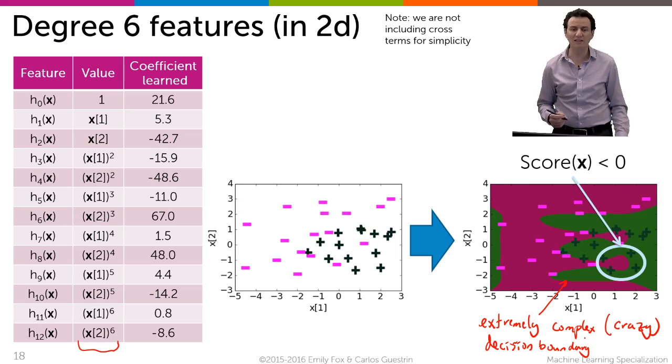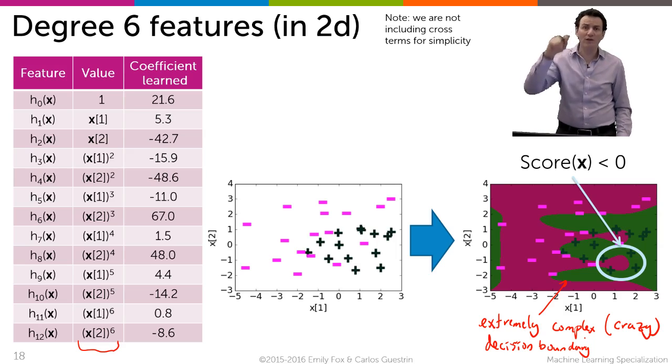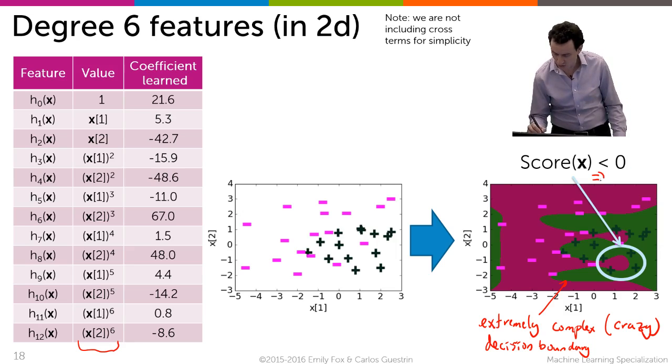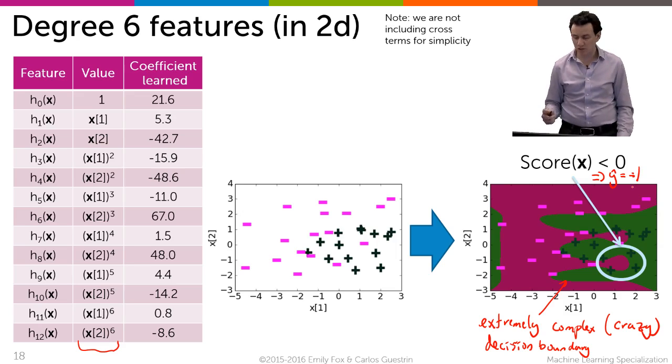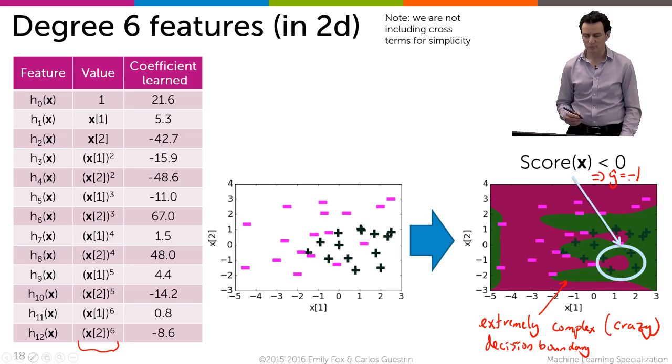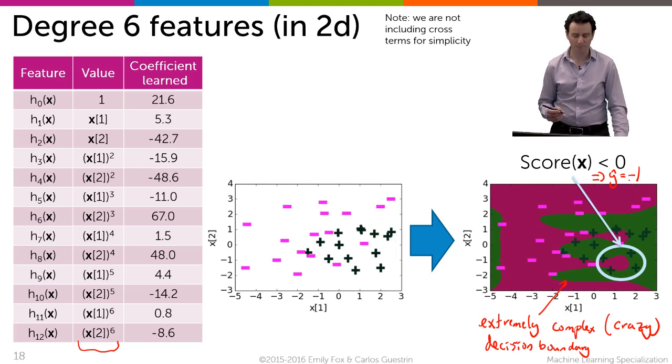So for example, I'm highlighting here a region in the space where even though all around it the prediction is positive, right in the middle of that circle, it thinks that the score should be less than 0. So for that region, we're saying that y hat should be -1. And it really doesn't make any sense to me, because right around it, every point is +1. Why should I expect the points in the middle there to be -1? The data doesn't support it at all.